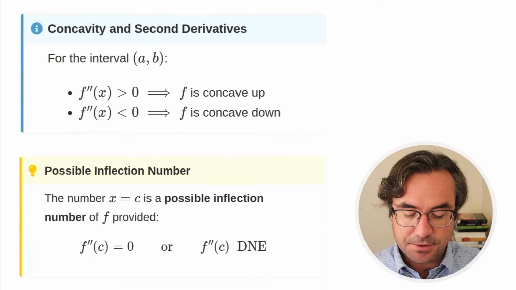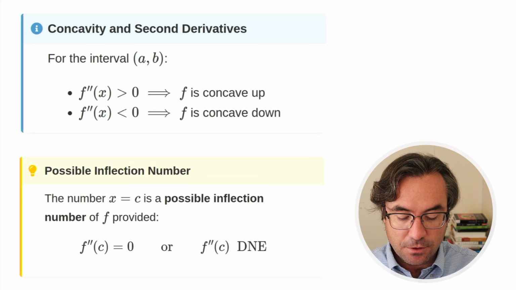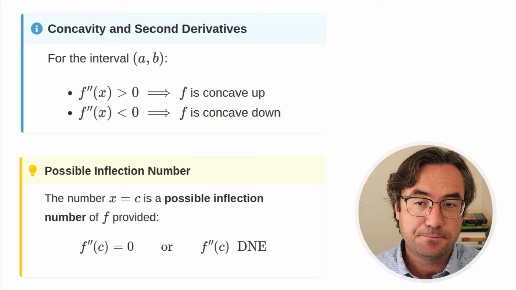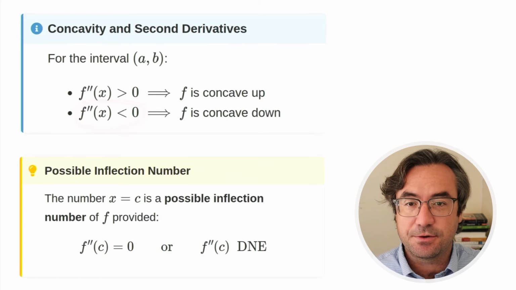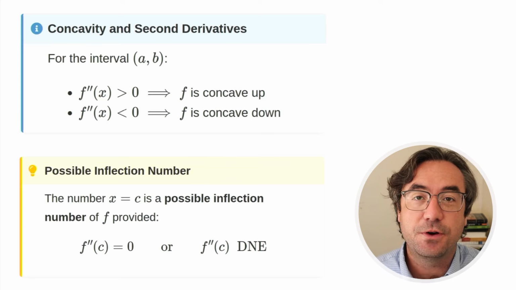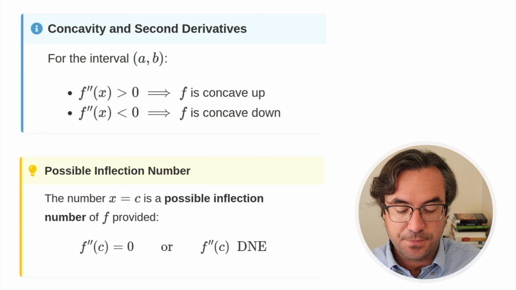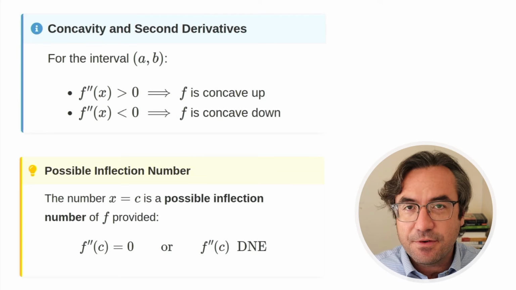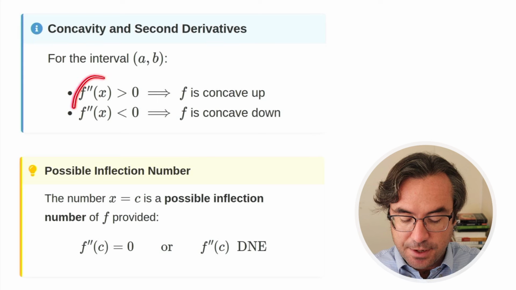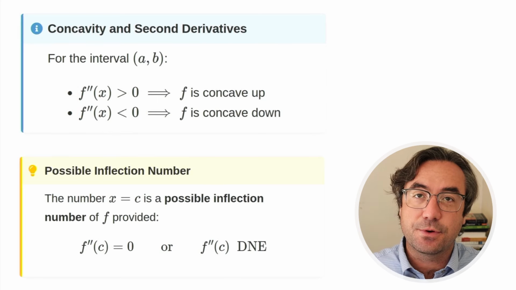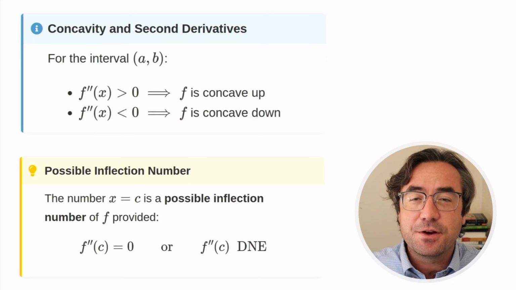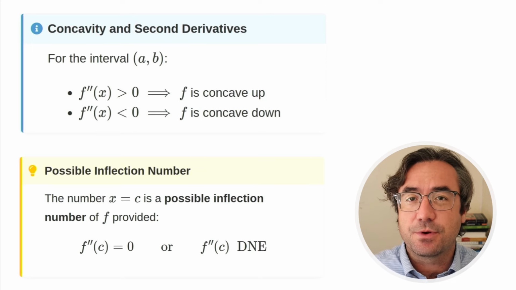Okay, so the main result here that we're going to use is that if we're looking at an interval from a to b, if our second derivative is greater than 0, then the original function is concave up. And if the second derivative is less than 0, well then our original function f is concave down on that interval. So again, finding the intervals of concave up and concave down comes down to a sign chart based on now the second derivative. So intervals of increase, decrease, that use the first derivative.